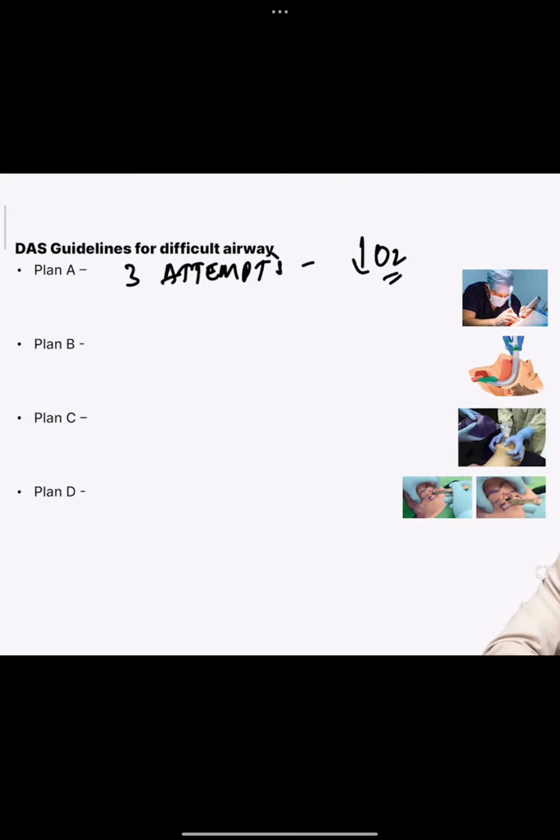I will go for plan B, which is basically introducing a supraglottic airway device. Supraglottic airway, that is basically any LMA I will put, but most commonly I'll go for a second generation LMA. That's because it has 2 ports. The other port can be used for deflating the stomach and all. Okay, so that is plan B.